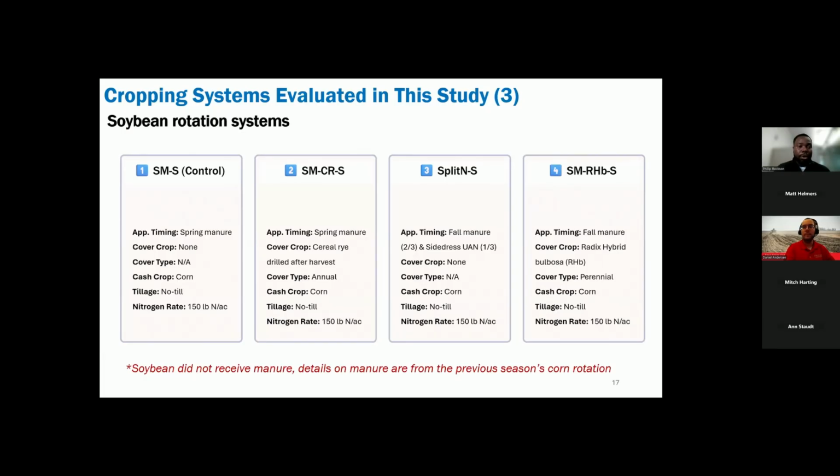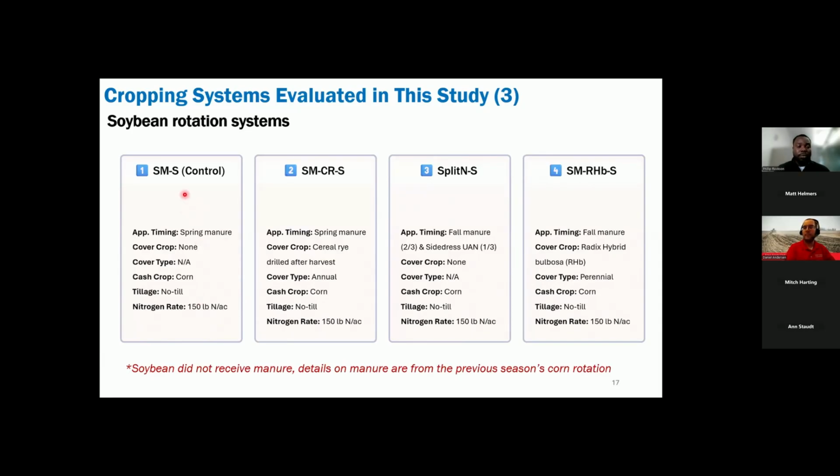I'll transition to our last treatment. So this is the soybean rotation comparable to the corn rotation we did. And it's almost identical. However, because this is soybean, we did not have any manure being applied. The manure values you see here are from the corn of the previous season.